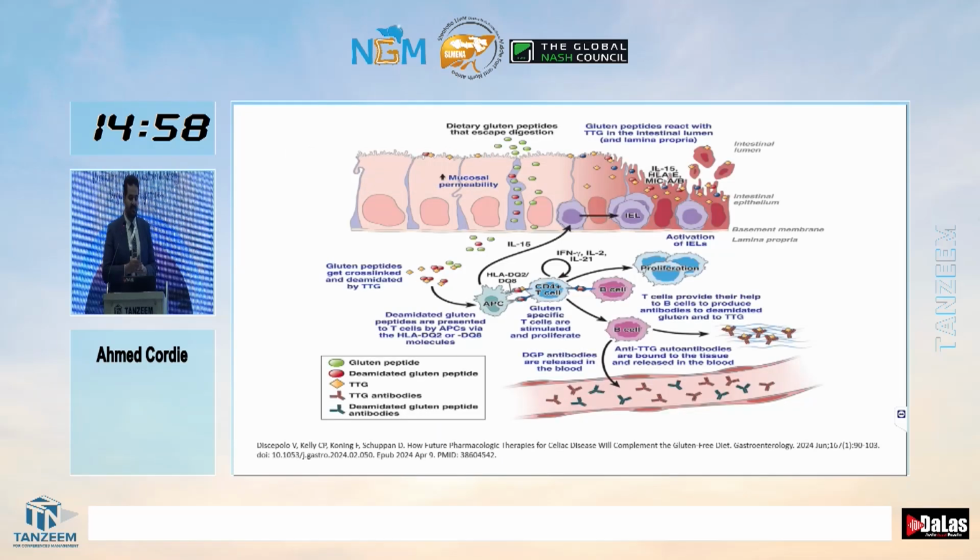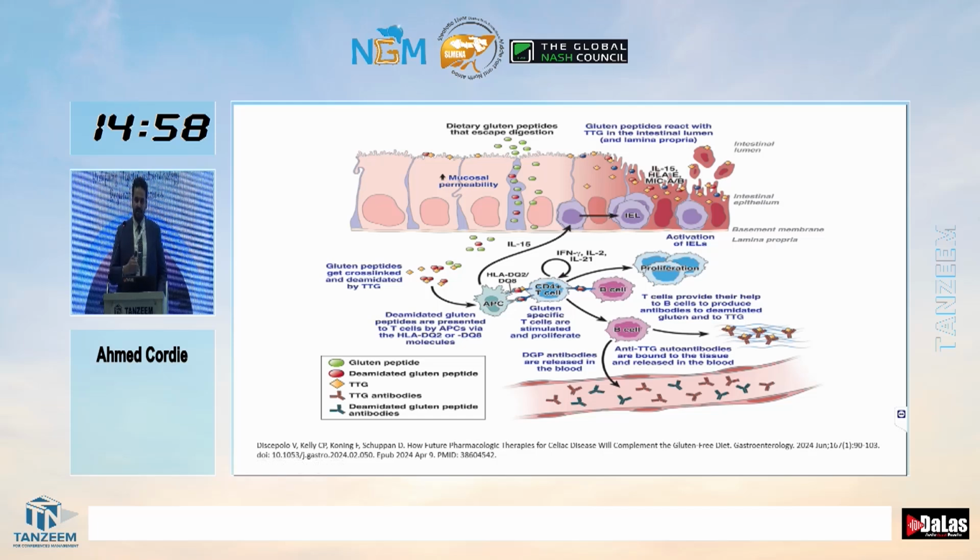Here is the pathogenesis. Through the leaky junctions in the mucosa, it can find its way. This is induced by some viral infections, by microbiota dysbiosis, maybe due to some drugs, or by the celiac disease itself. It finds its way to the lamina propria, and here it can be modified by tissue transglutaminase to get more negative charges.